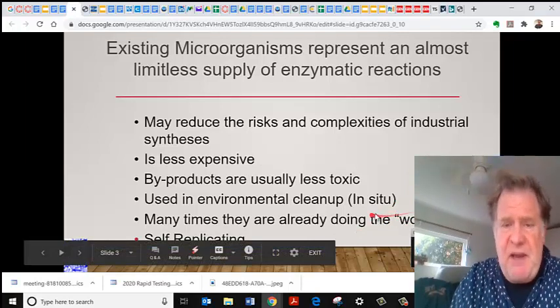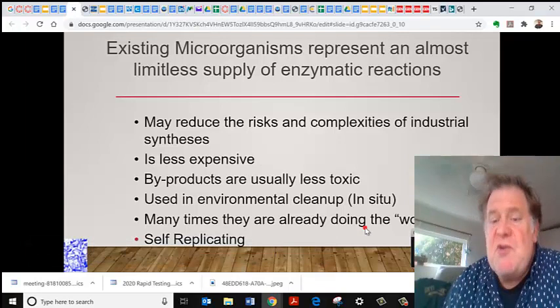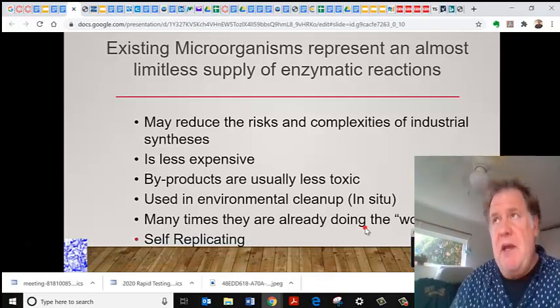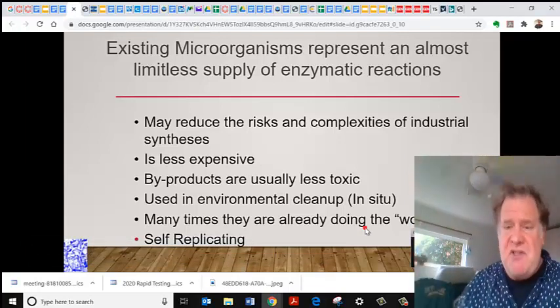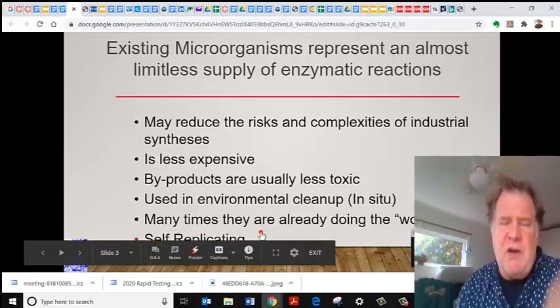So again, they can even be used in microorganisms. You know, and many times microorganisms are already doing this work, and microorganisms do a lot of work for us anyways. You know, so we look at things like our oxygen supply and stuff like that. And the other great thing about microorganisms is what I call self-replicating.